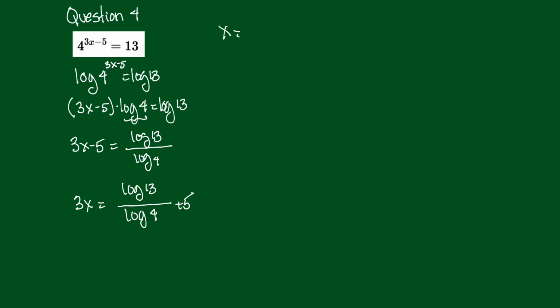All right, so I'll do it up here. X is equal to, you know what, I need some more room. X is equal to, okay, I'm dividing the whole thing by 3, so it's going to be the log of 13 divided by the log of 4 plus 5, all over 3.